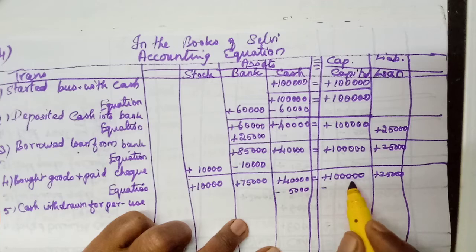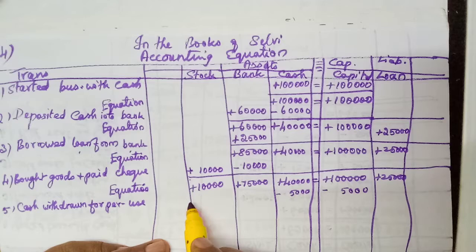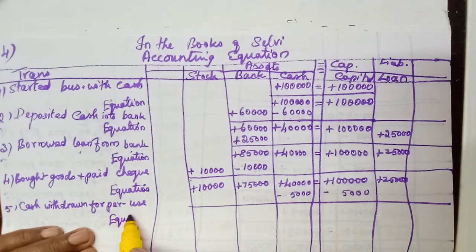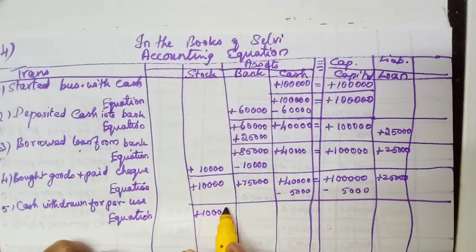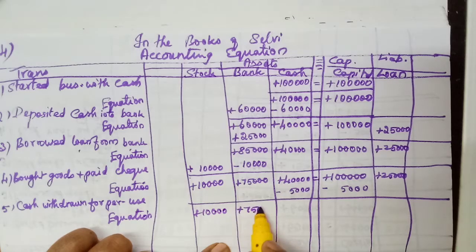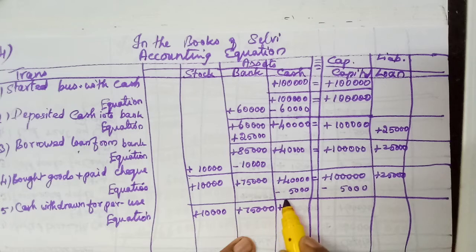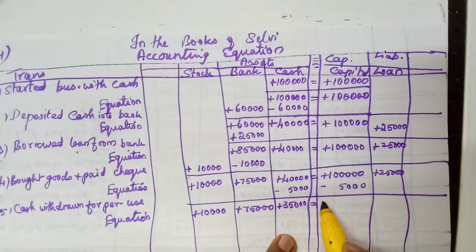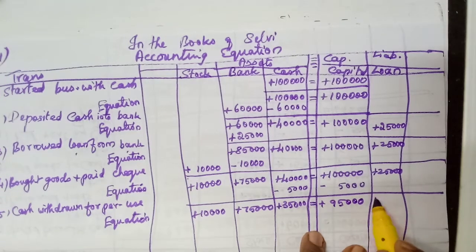Okay, here 5, this fourth digit. Okay, 5,000. Then it will be easy for you to add and subtract. Okay, then you write the equation, plus 10,000, plus 75,000. Then here 40 minus 5, so plus 35, equal to, here 1 lakh minus 5,000, 95,000, isn't it? Then plus 25,000.